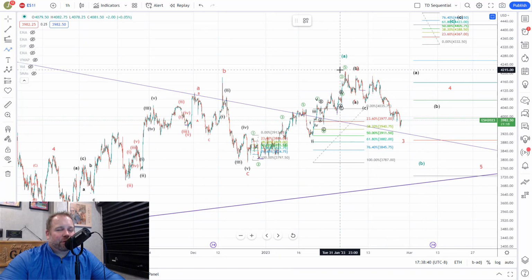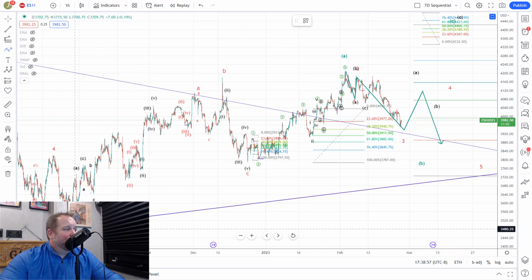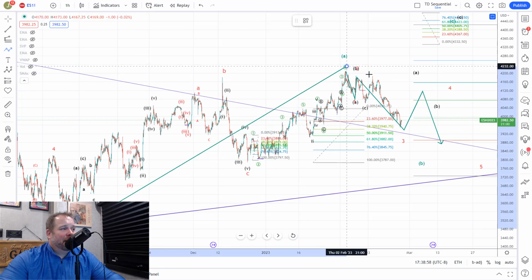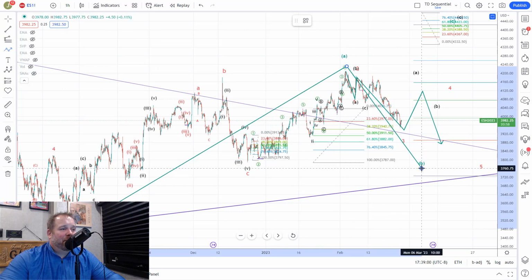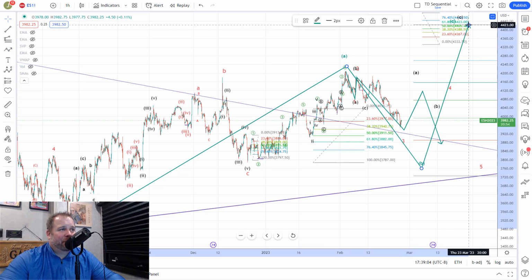So just to recap, because that was a lot to go over, our primary count right now is the 1, 2, 3, 4, 5 down toward the 3,880, 3,900 area. Our secondary count is that we are in a bigger A, B, which would come down to about 3,800 in a three-wave structure, and then C up toward about 4,400.